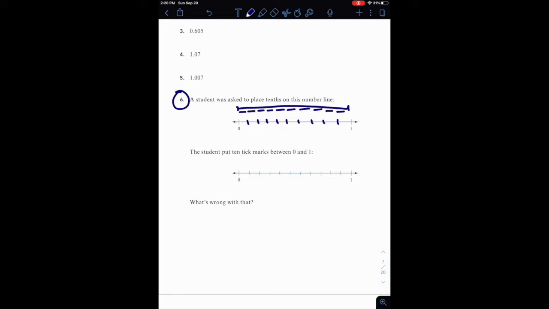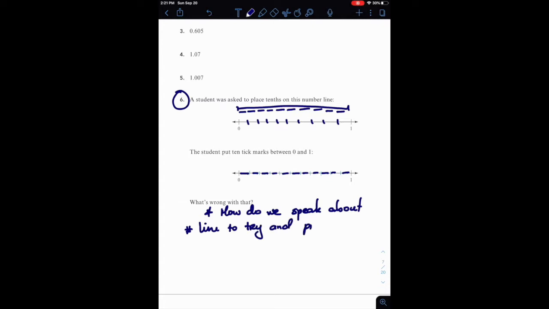What did this student do in the bottom? He said students put 10 tick marks between 0 and 1. So how many toothpicks did they make? 1, 2, 3, 4, 5, 6, 7, 8, 9, 10, 11 toothpicks. They've actually grouped 11 toothpicks into one bundle. I'd like you guys to really think about it and figure out what's wrong and how do we speak about the number line to try and prevent this problem from happening.